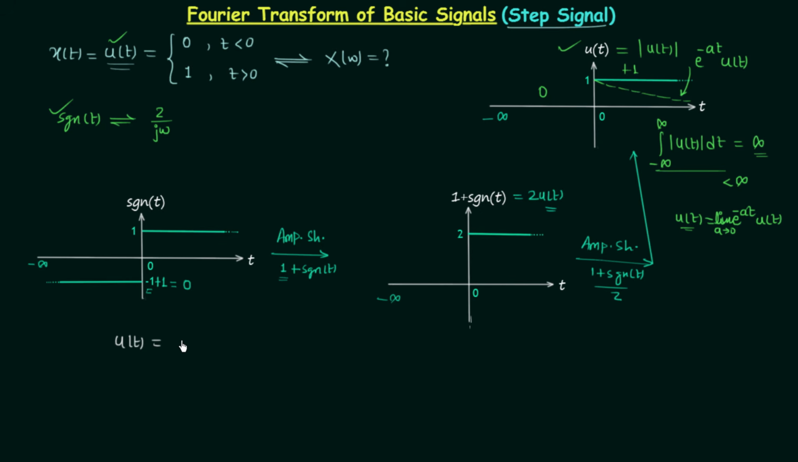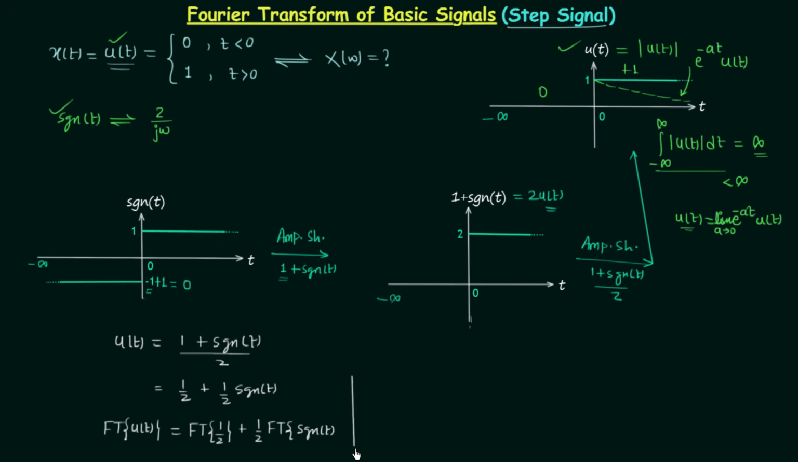So we can write u(t) is equal to 1 plus the Signum function divided by 2, or u(t) is equal to 1 over 2 plus 1 over 2 Signum function. And now we will take the Fourier transform on both the sides. So we have the Fourier transform of the unit step signal equal to the Fourier transform of the DC value 1 over 2 plus 1 over 2 multiplied by the Fourier transform of the Signum function.